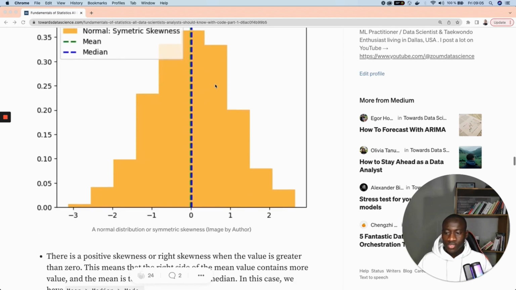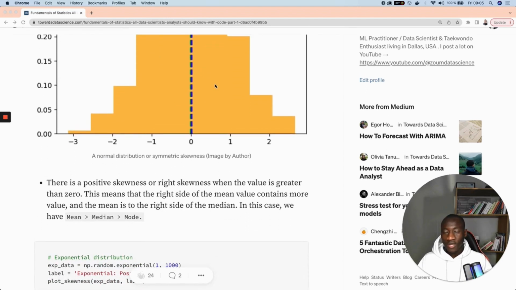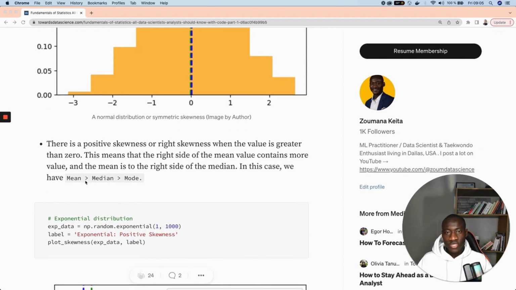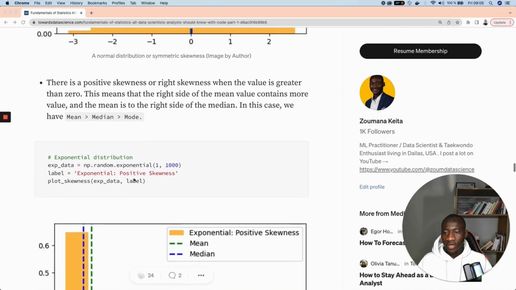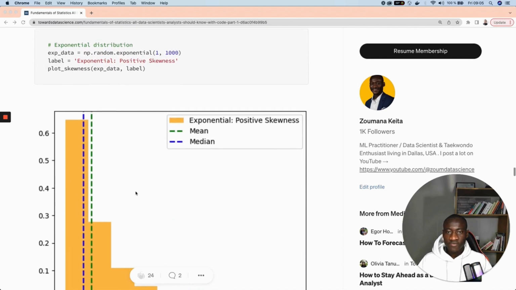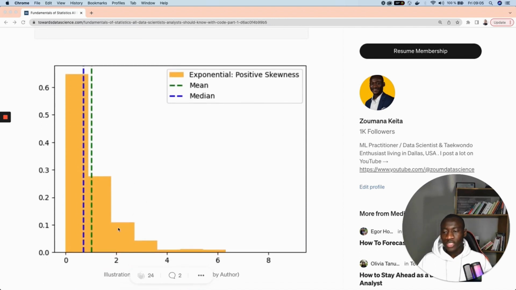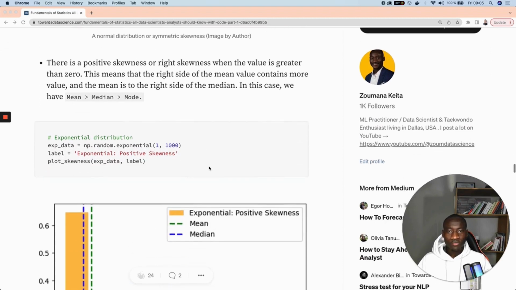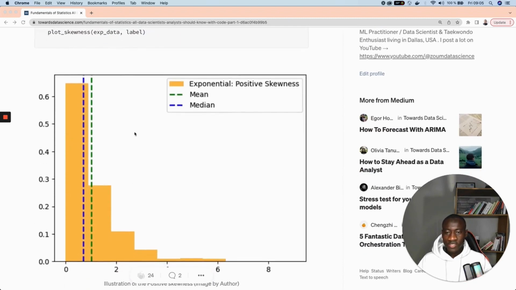Let me explain. The first one is the positive skewness. The positive skewness happens when we have the mean, which is greater than the median and also greater than the mode. A scenario of the positive skewness is the representation of the exponential function. In the exponential function, we can see that the distribution of data is positively skewed. This positive skewness is also called right skewness. The right skewness is like we have the tail that is toward the right.